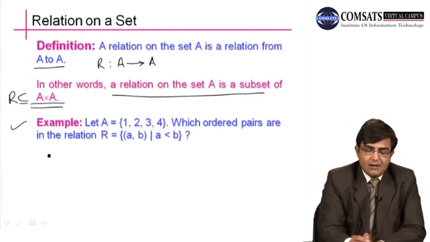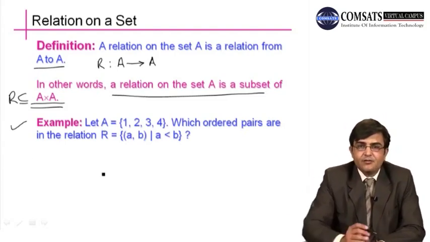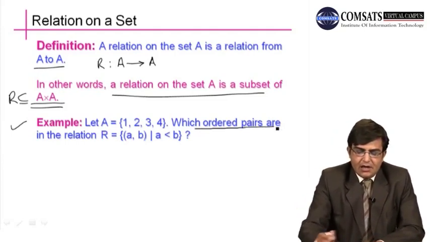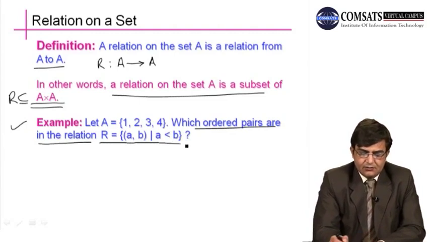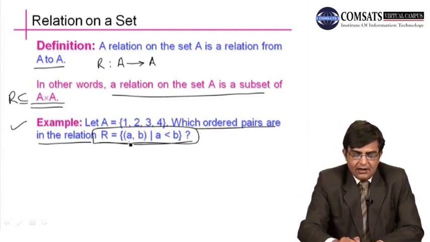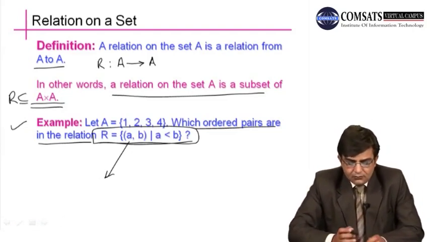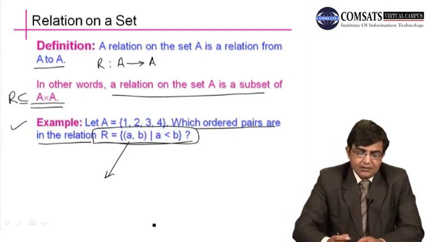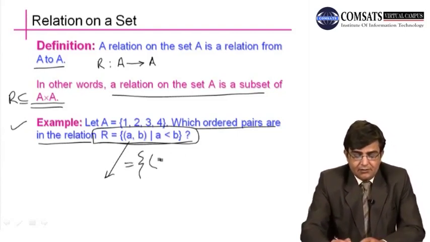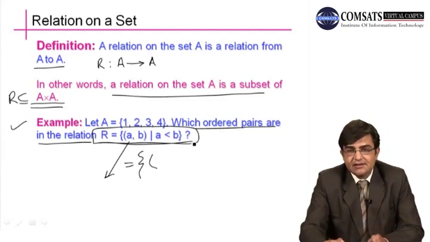If we see this example, if we have set A which contains 4 elements 1, 2, 3, 4, which ordered pairs are in the relation, and we define the relation by this. Now what is the relation between the elements of A? A and B are related such that A is less than B. So we define the relation on the set A, means this relation contains all those ordered pairs in which the first element is less than the second element.